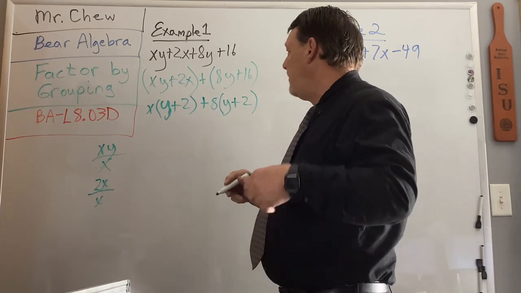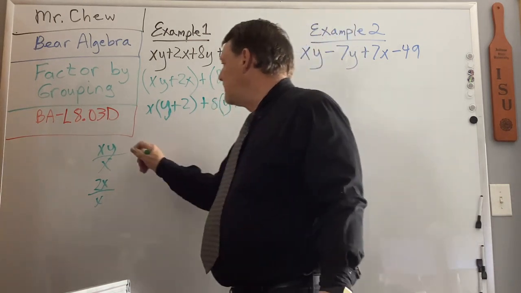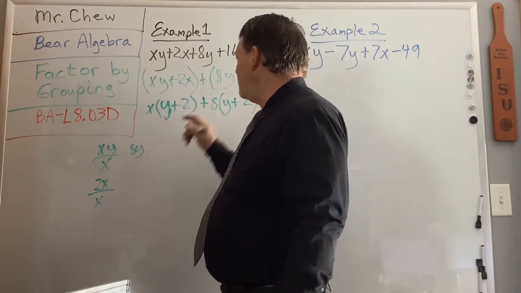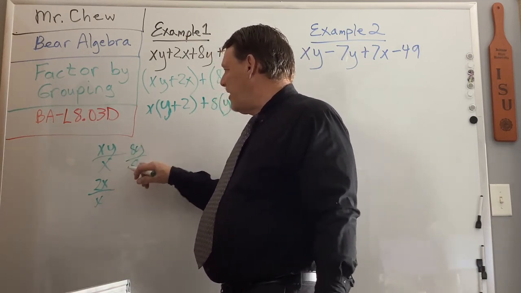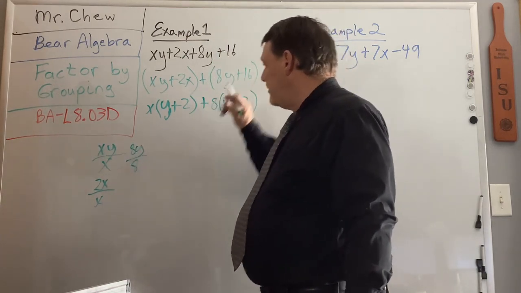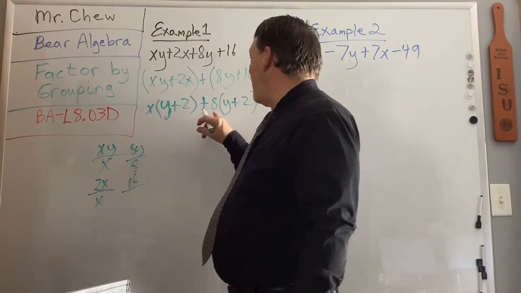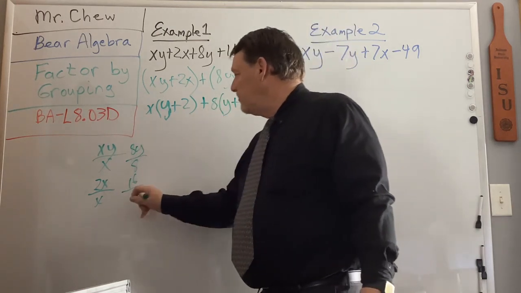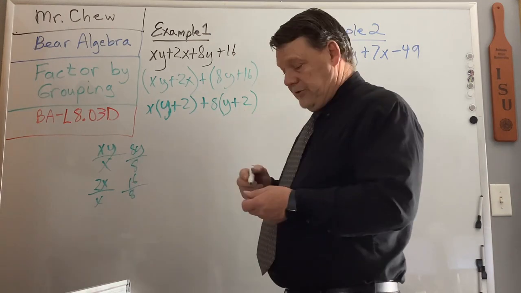2. If you struggle seeing that, you can take your 8y and divide it by 8. 8 over 8 is 1. 1 times y is y. Take your 16, divide it by what you are factoring out, which is your 8. 16 divided by 8 is 2.